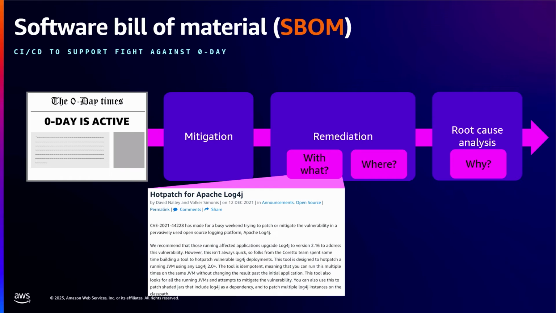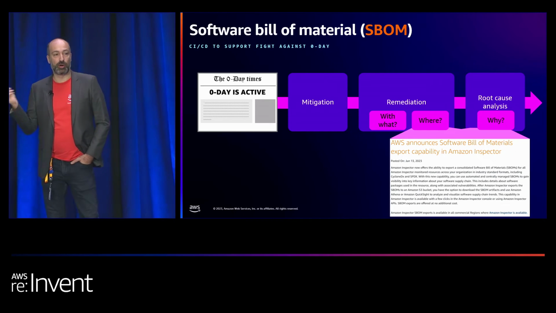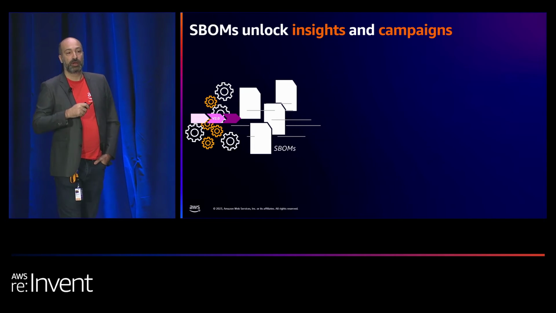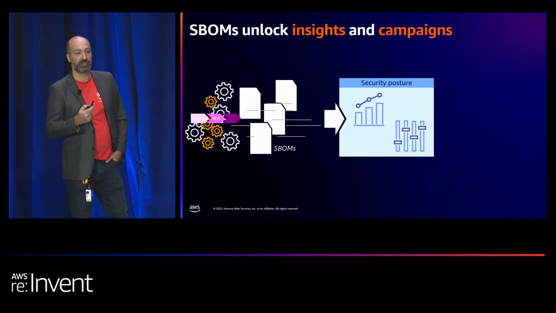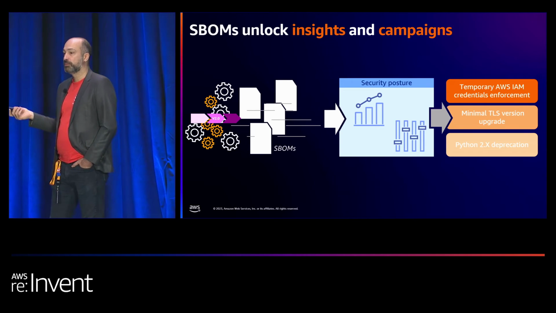But the most important and more complex part that you were facing is understanding where you had to patch things. That's why having a software bill of material now can allow you to quickly understand where those vulnerabilities are located, because you know which artifact has been deployed where, and whether it includes the element at stake. And SBOM can allow you, on top of zero days, to unlock insight by having a security posture for your organization very quickly, but also to unlock campaigns.